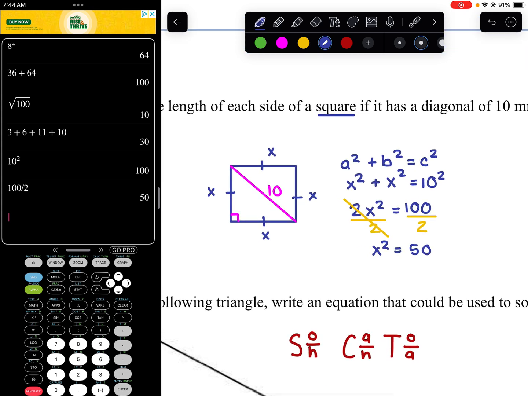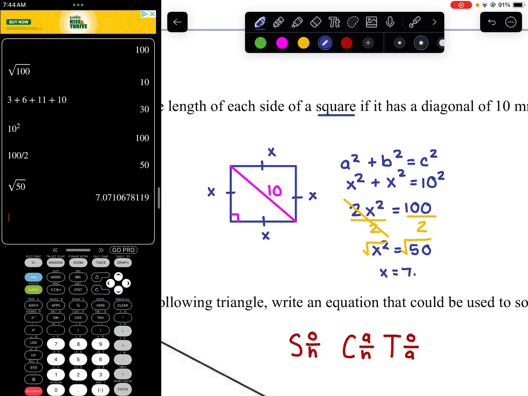And then let's go ahead and square root this in our calculator, because we want to undo an x squared by square rooting. And this is how we end up getting that each side is around... That 1 keeps it a 7. So x is 7.07.